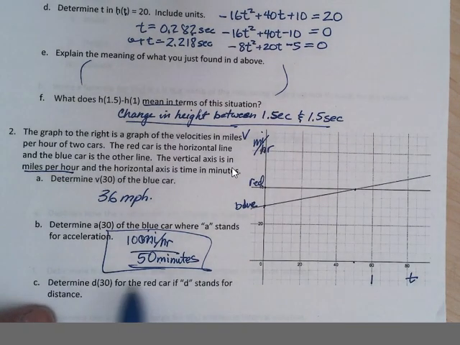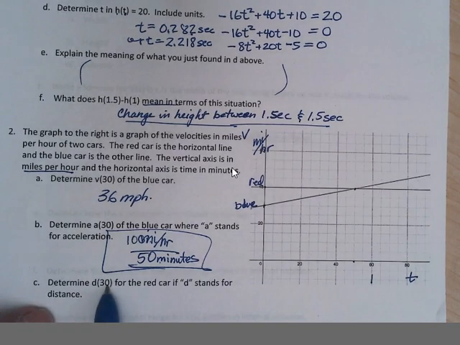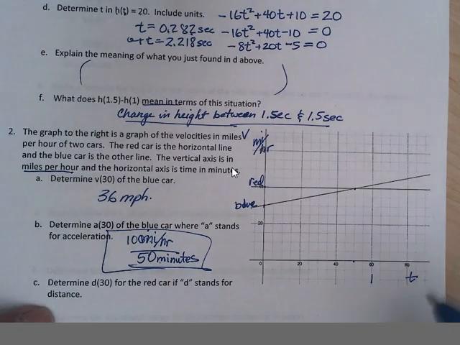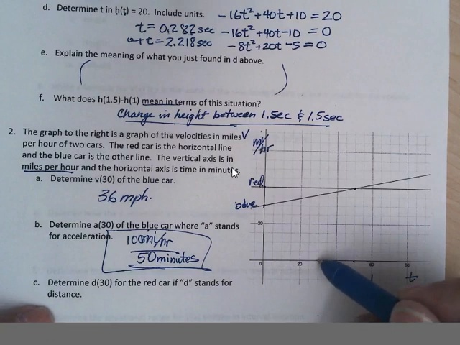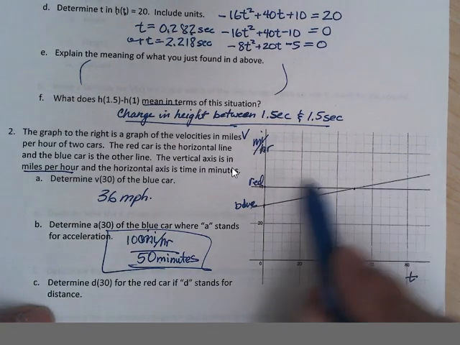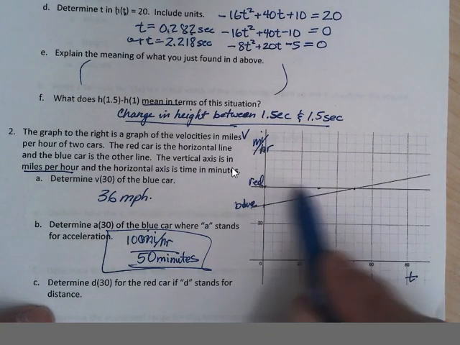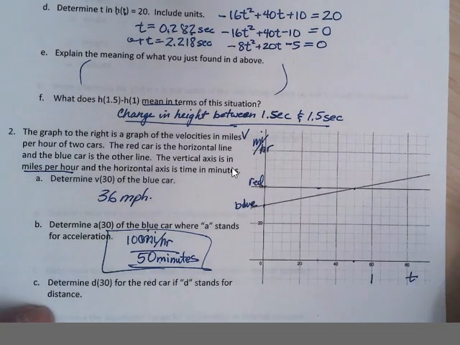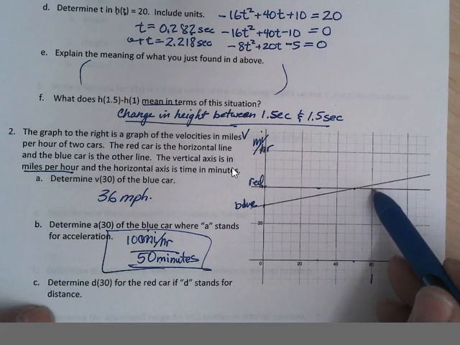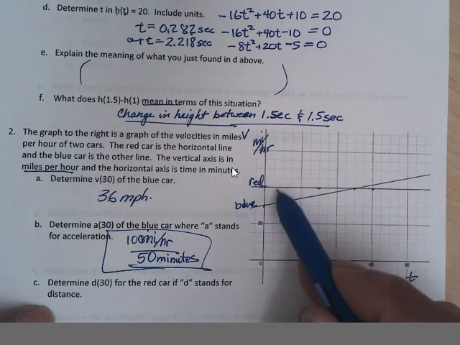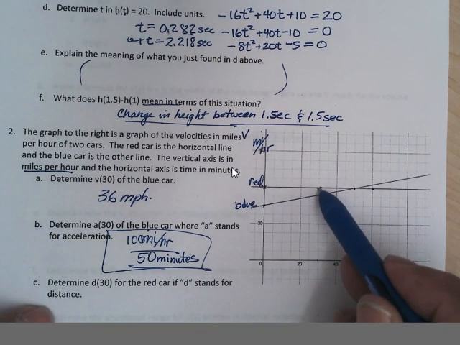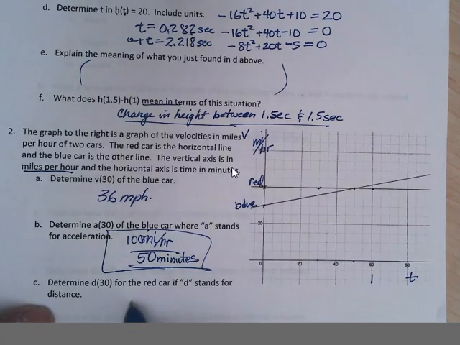Determine the distance of the red car, if D stands for the distance, at 30 minutes into it. The red car is always going 40 miles per hour. So in an hour, it would go 40 miles. But in 30 minutes, it would only get half of that. So it would be 20 miles.